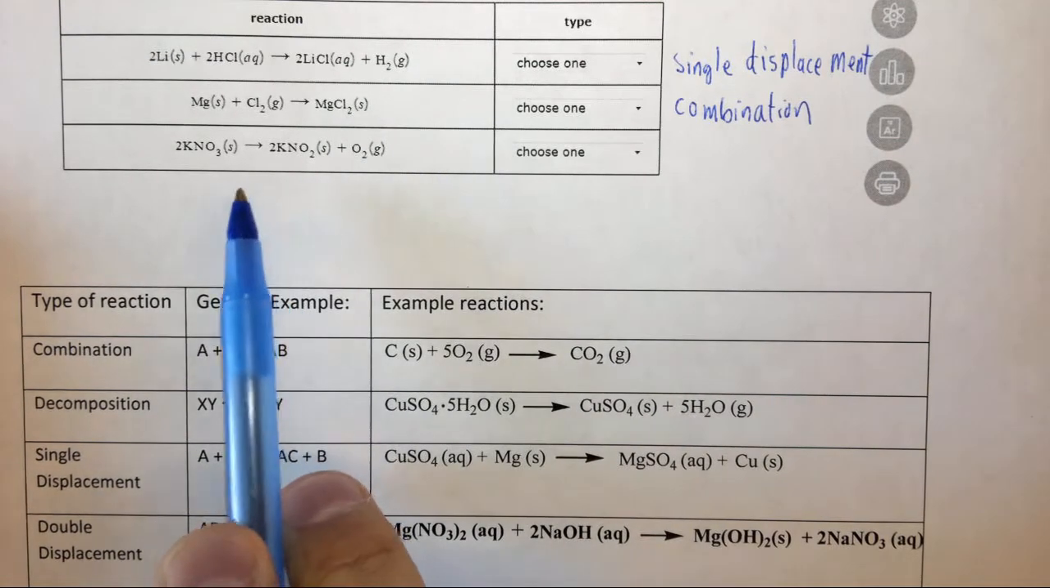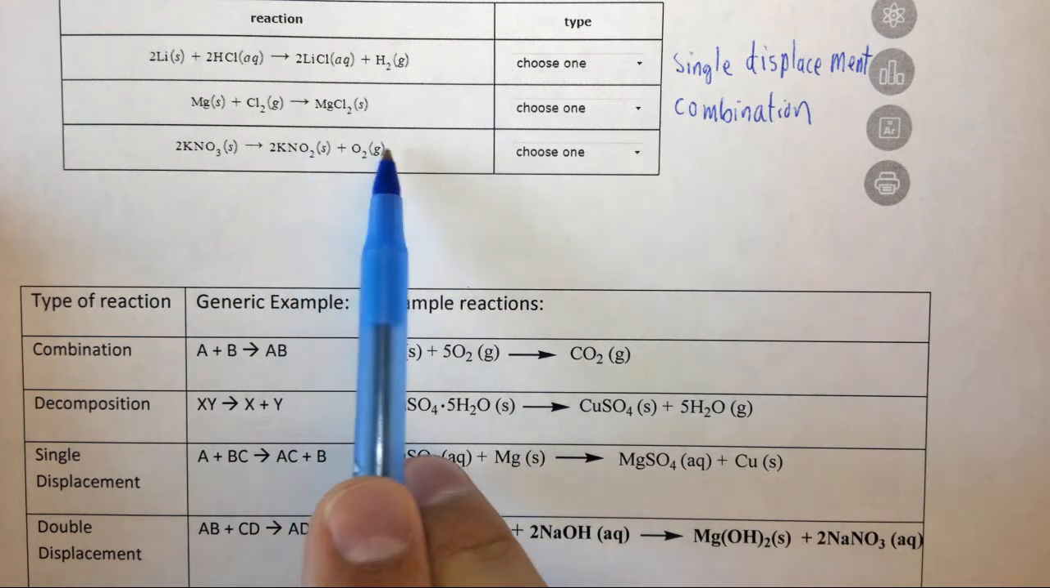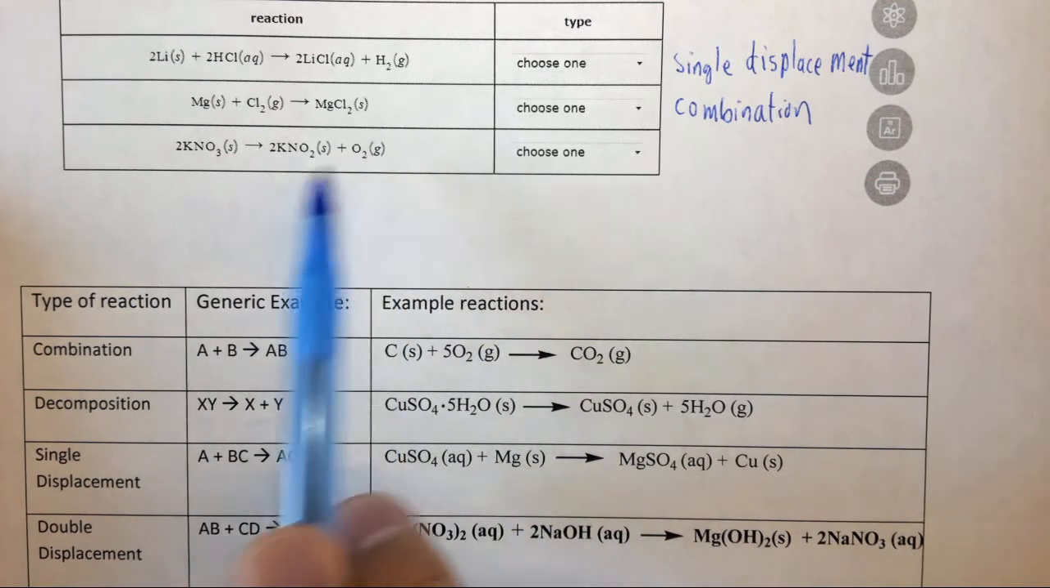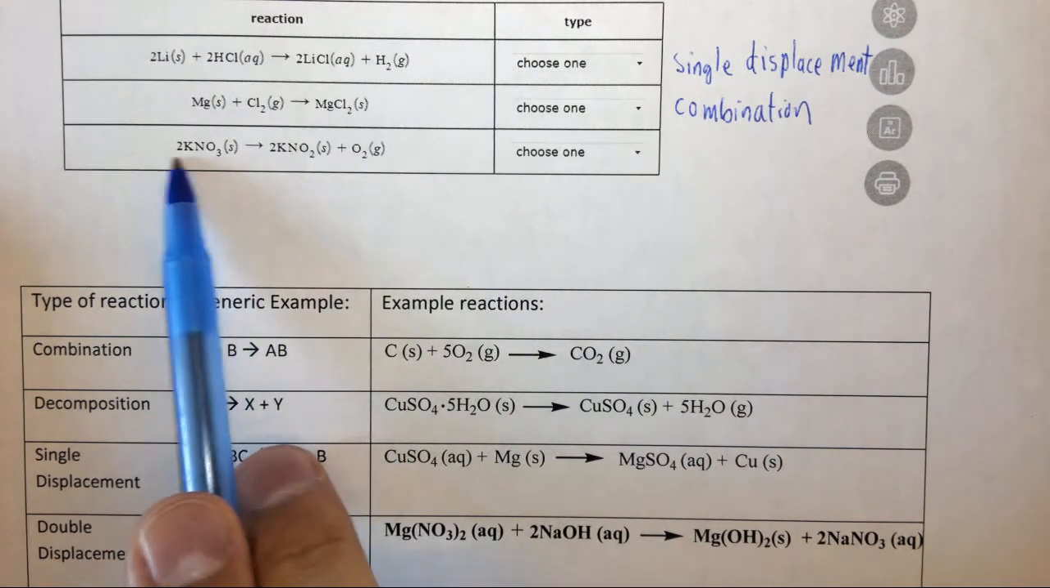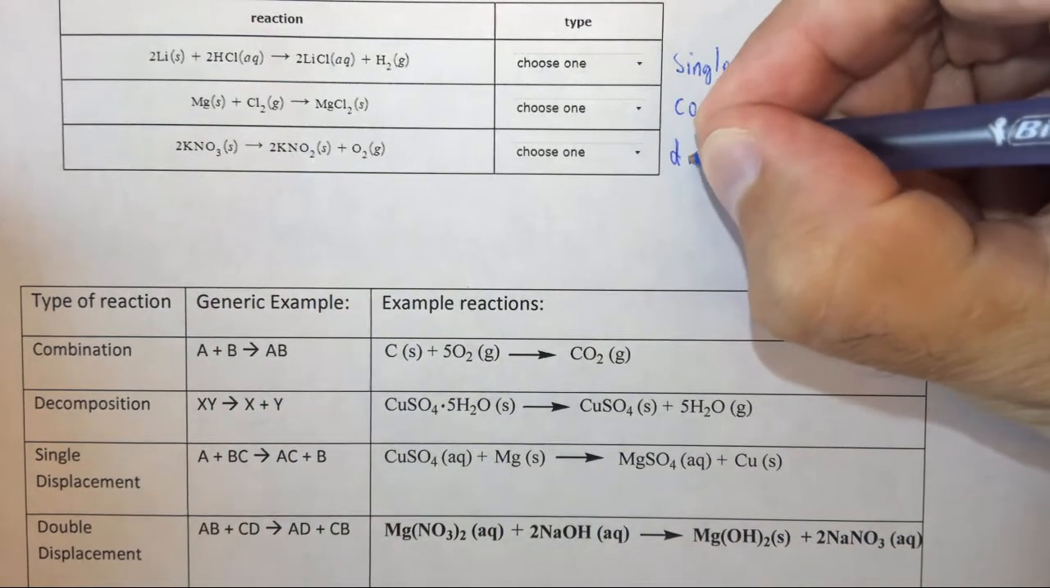And then finally, we have KNO3 yields KNO2 plus O2, which is again diatomic. So we have one thing becomes two things. This is a decomposition.